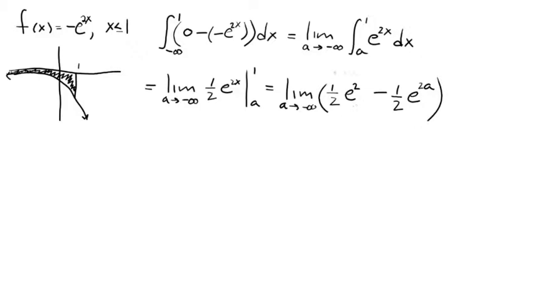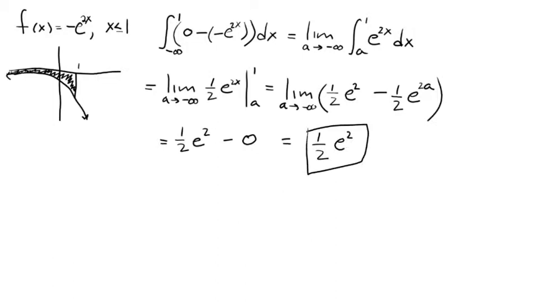Now I can take the limit. 1/2 e squared is just a constant, so that stays 1/2 e squared. And now I let a go to negative infinity. If we come over here, we can see on the graph, as I go to negative infinity, this curve approaches 0. So this is just minus 1/2 times 0, or 0. So I end up with 1/2 e squared being my area under the curve, and that is my answer for that one.